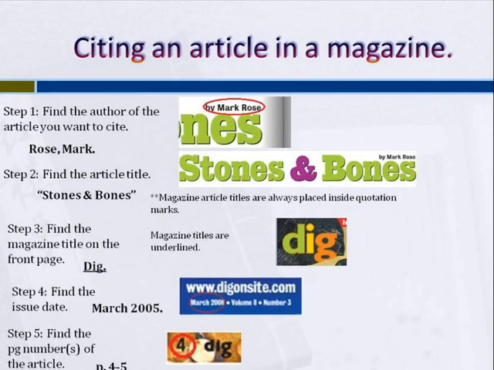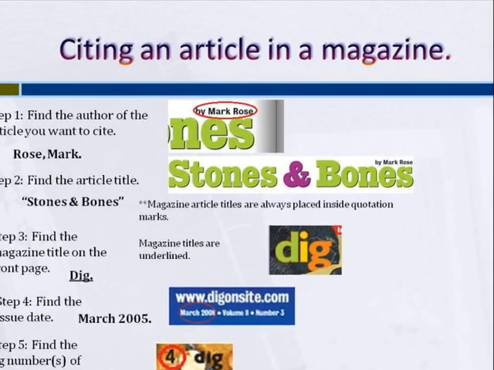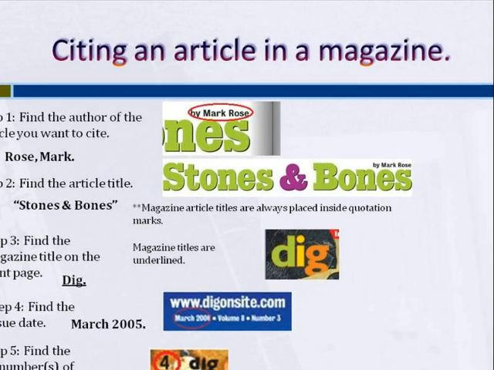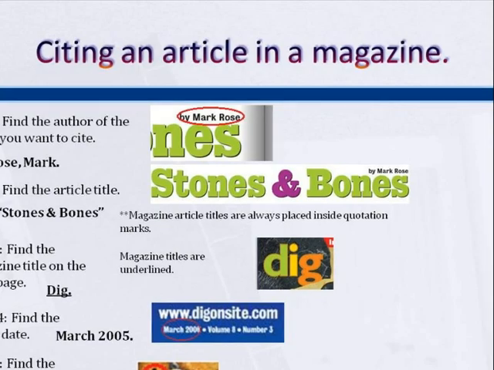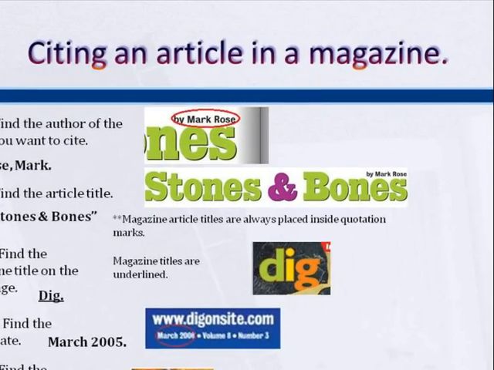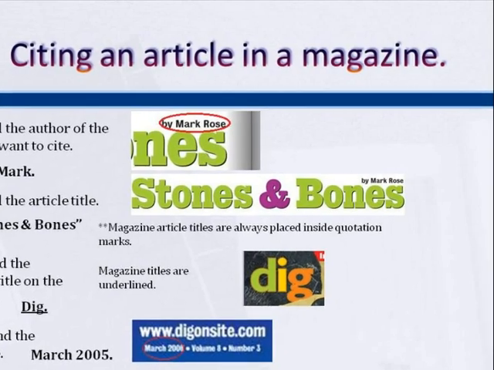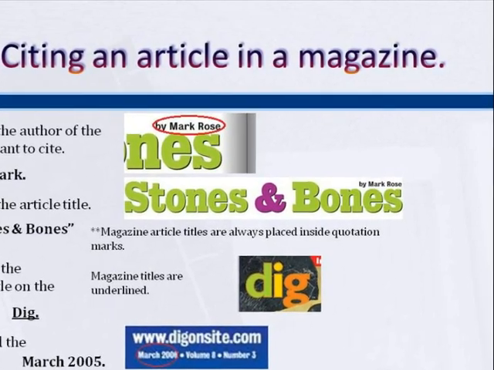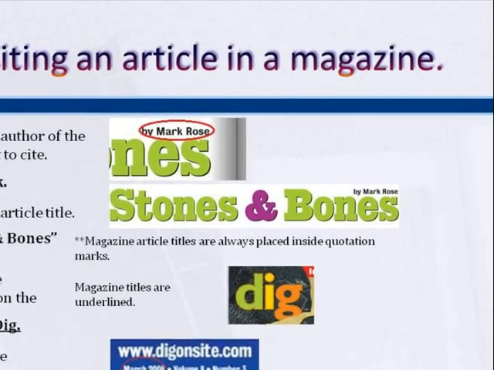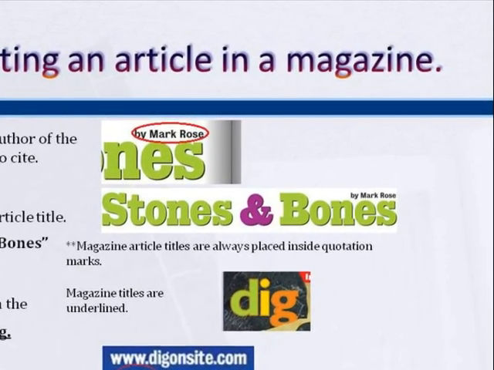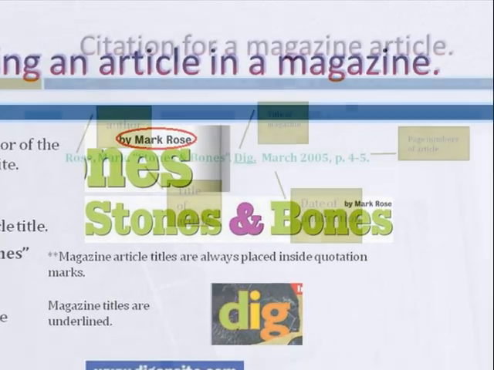Now, if you're citing a magazine article, there are, again, 5 basic steps. Step 1, find the author of the article you want to cite. Step 2, find the article title. Whenever writing the citation, magazine article titles are always placed inside quotation marks. Step 3 is to find the magazine title on the front page. Step 4, find the issue date. And Step 5, find the page number or numbers of the article.